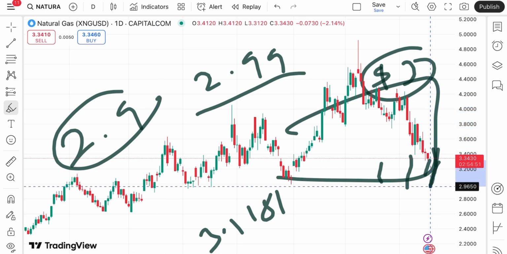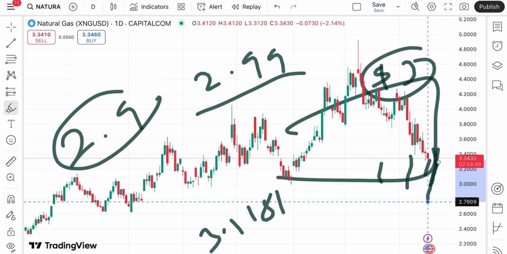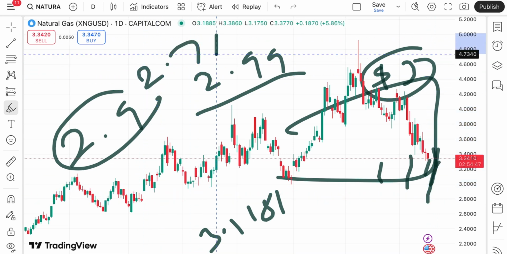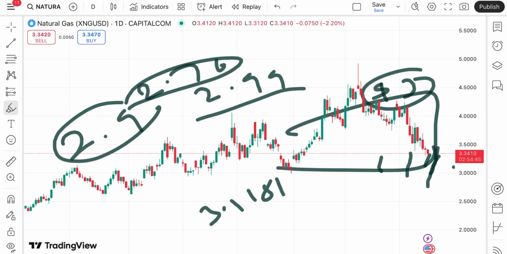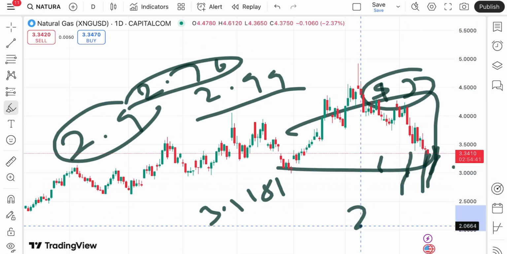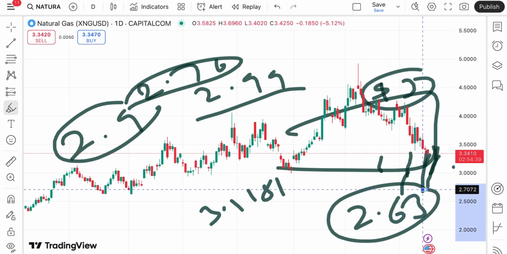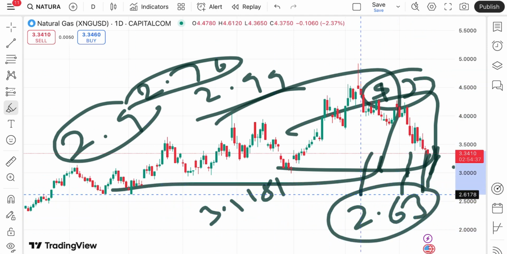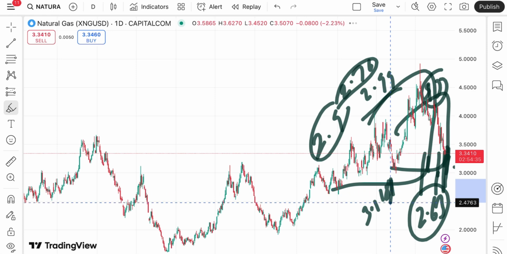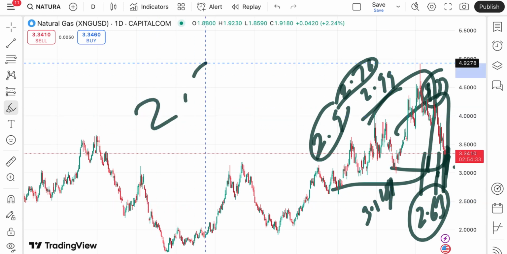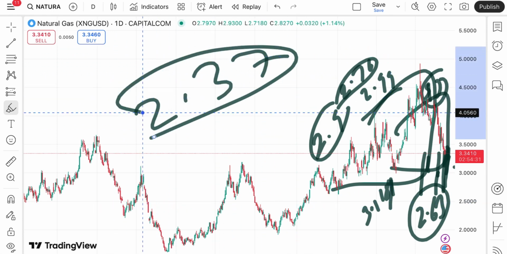Once the price falls below that level, chances are high it can move towards $2.76. If that doesn't sustain, a further fall we can see towards a level of $2.63. Then there will be a zone breakout, so further downfall we can see towards 2.61, and from there a level of around 2.37 we can see. And if that doesn't sustain, a further fall will be there.